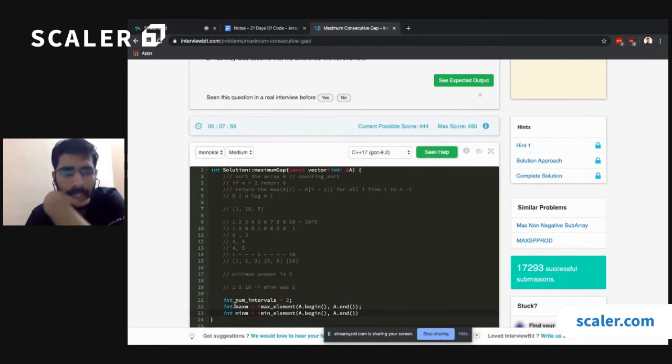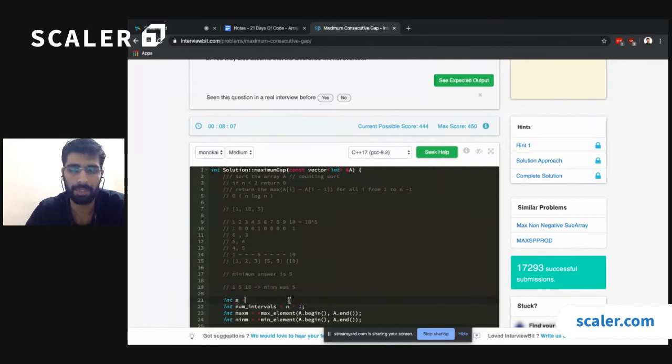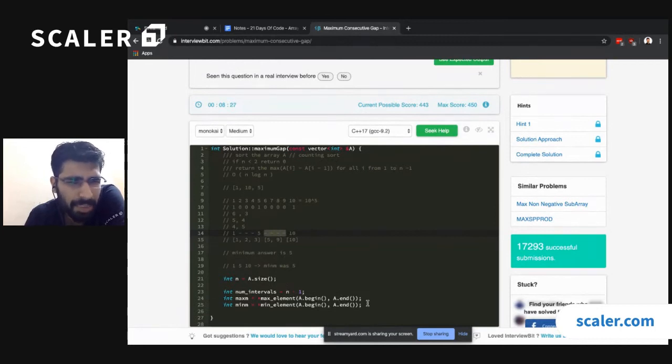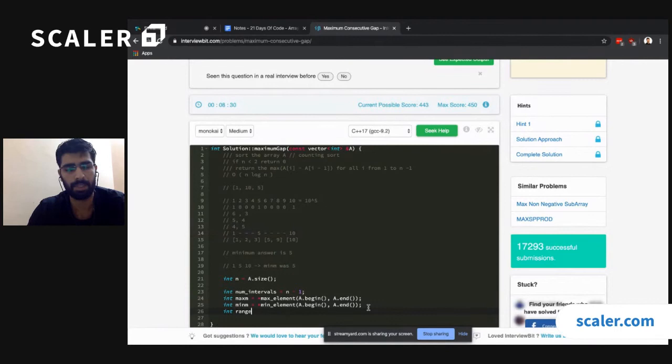Okay, then how many buckets will I have to make? If I take this case, my number of intervals will come out to be 2, which should actually be n minus 1. Here n will be the size of the array. So all of this will have to be divided into n minus 1 different parts if all the numbers are equidistant. So there will be n minus 1 parts, like 2 parts here. Then I know the range can be maximum minus minimum.